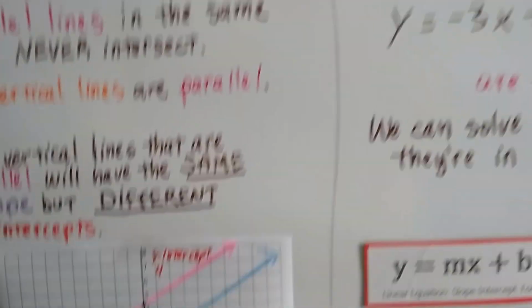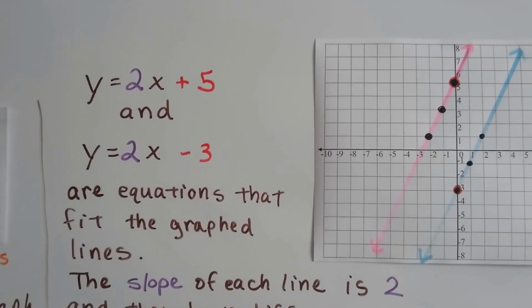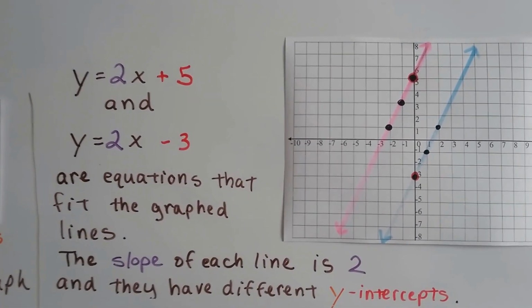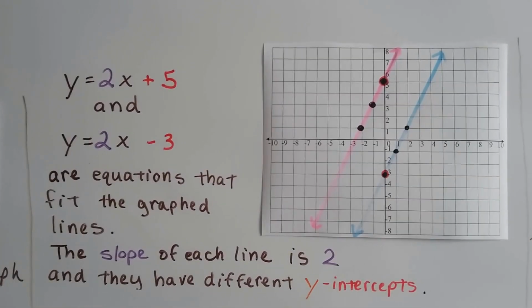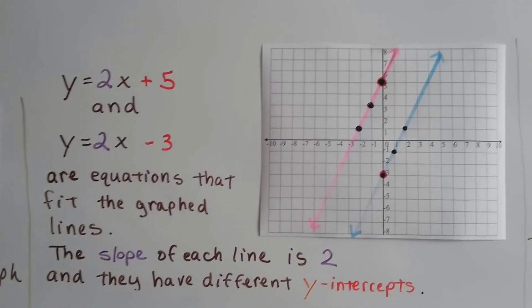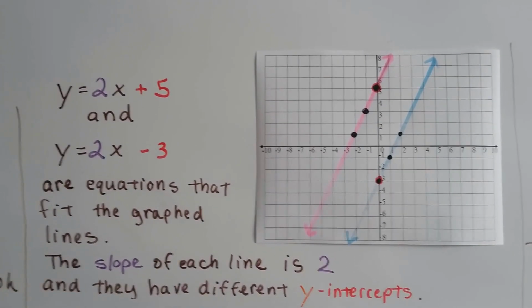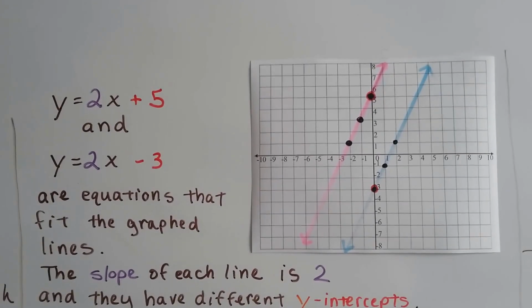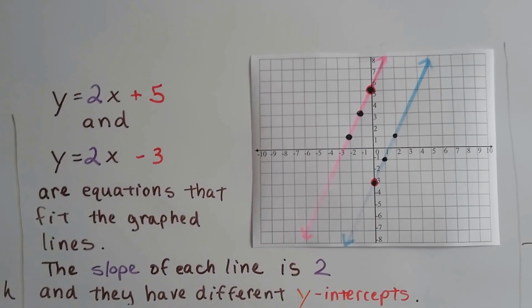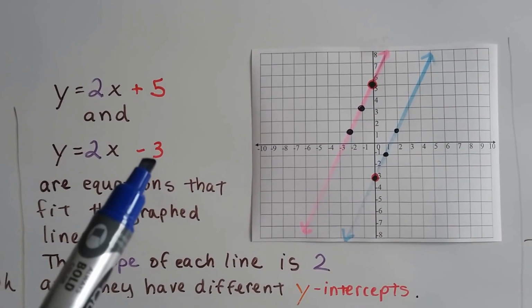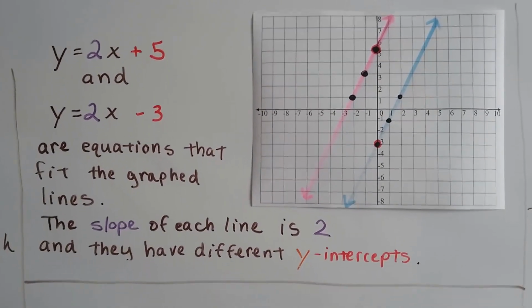See? So now we have these two equations, y equals 2x plus 5 and y equals 2x minus 3. These are equations that fit the graphed lines right here, the pink and blue lines. And the slope of each line is a 2, and they have different y-intercepts. The first equation, y equals 2x plus 5, has a y-intercept of 5. See? It hits right here on the 5. And the second equation hits the y line at a negative 3. See? That's its y-intercept. So yeah, they're parallel.